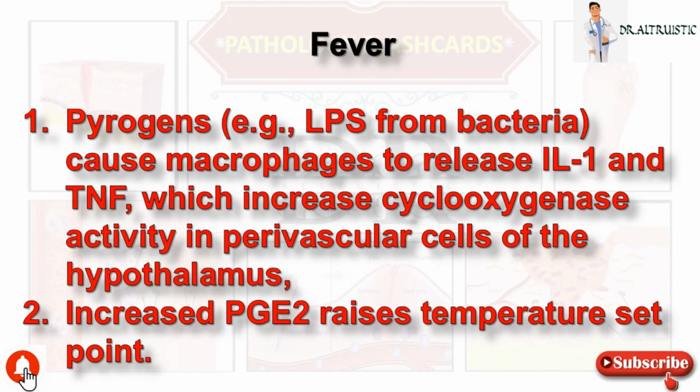Fever. 1. Pyrogens, e.g., LPS from bacteria, cause macrophages to release IL-1 and TNF, which increase cyclooxygenase activity in perivascular cells of the hypothalamus. 2. Increased PGE2 raises the temperature set point.